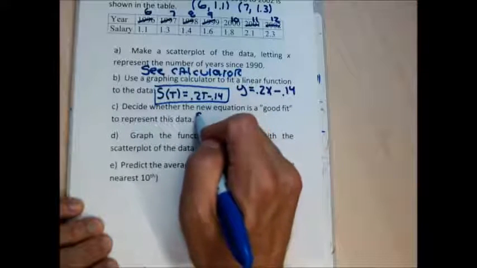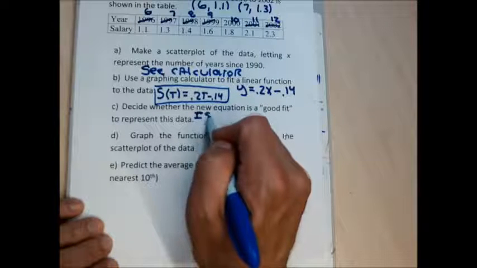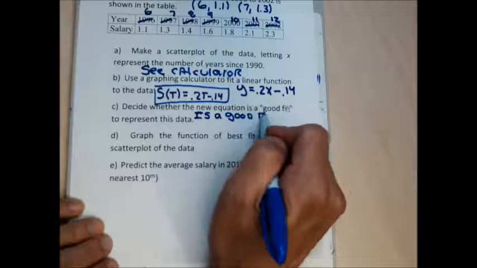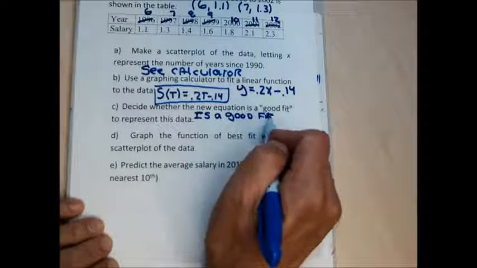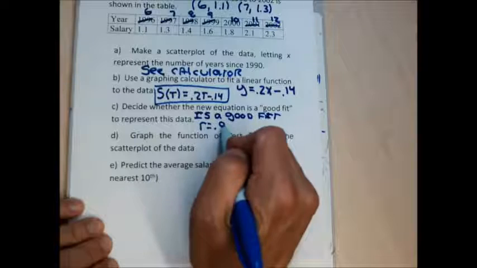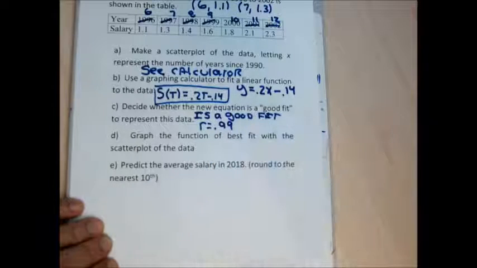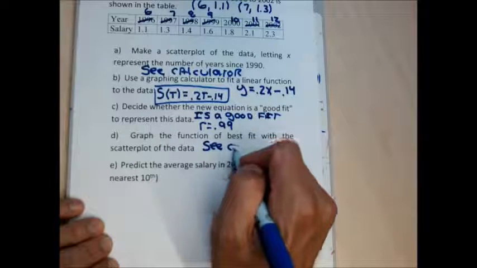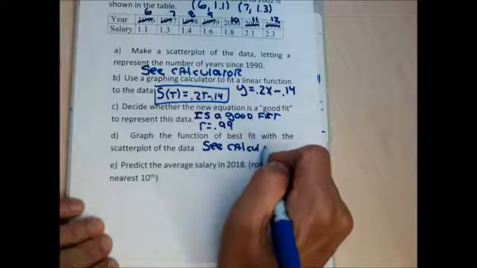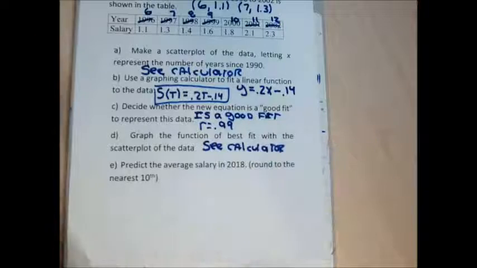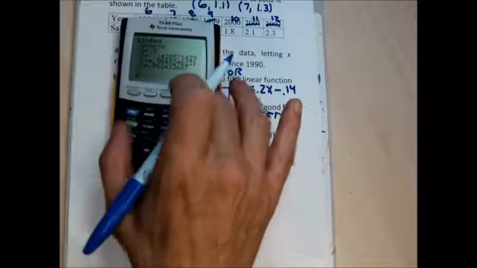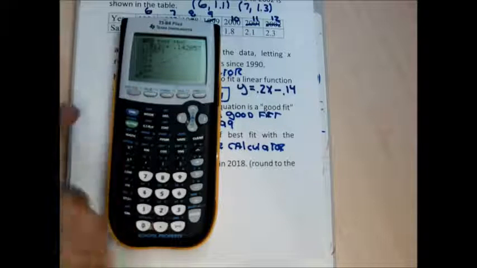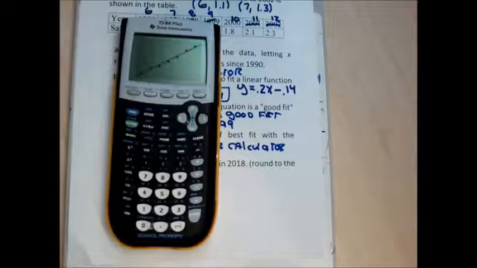The line's a good fit when I go to do part C, because the R equals 0.99, and that's greater than 0.8. For the graphing part, I'm not going to do this graph by hand. I'm just going to say see my calculator. And when I go to see my calculator, I'm just going to hit the graph button, and it's going to graph the line for me because it's already stored in the y equals. So the graph is done.